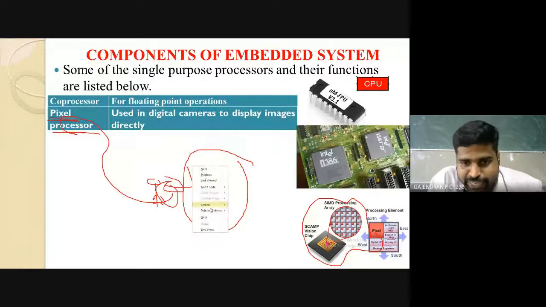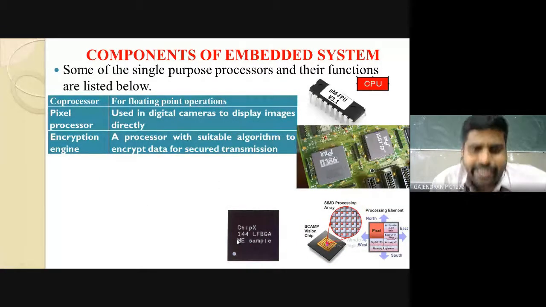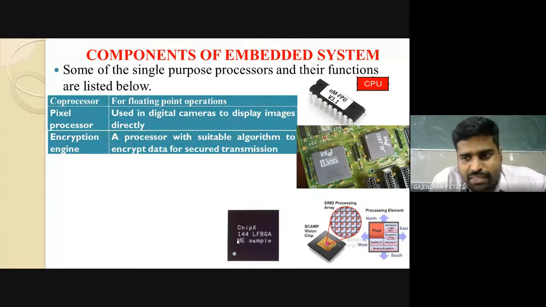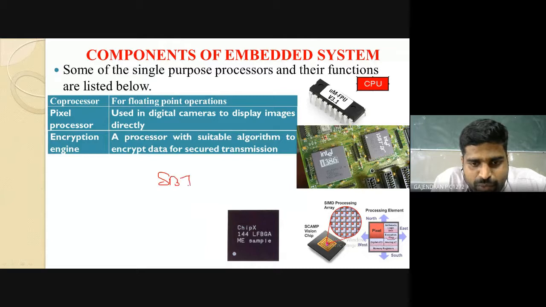Okay, then we will list a few more. Encryption engine. Can anyone tell me what it is? Encryption, decryption. How many of you have a State Bank internet banking account? SBI internet banking account, username. How many of you have it? Yono SBI. Okay.